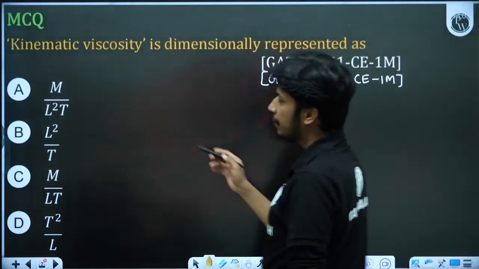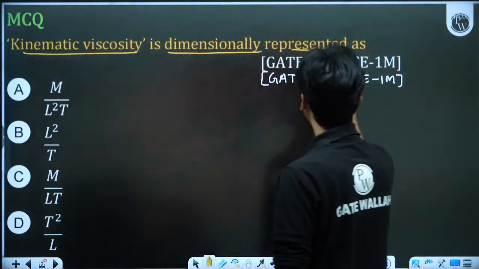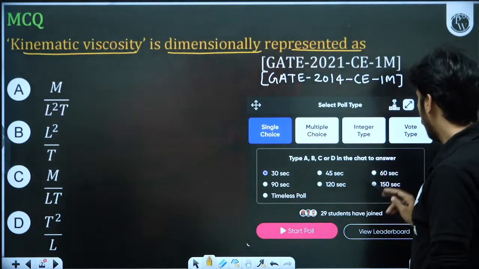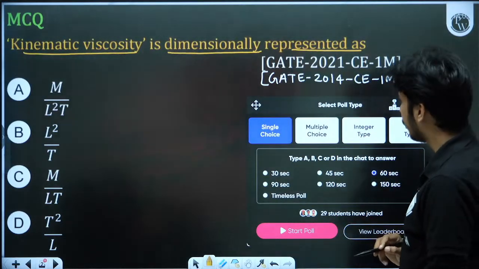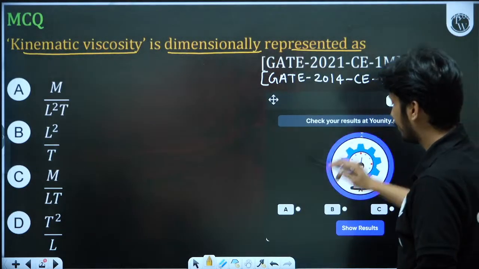So first of all, you can give the answer of this question. Kinematic viscosity is dimensionally represented as. So I am giving the poll to you. 60 seconds I am giving, and you have options A, B, C, D. You can give the answer.